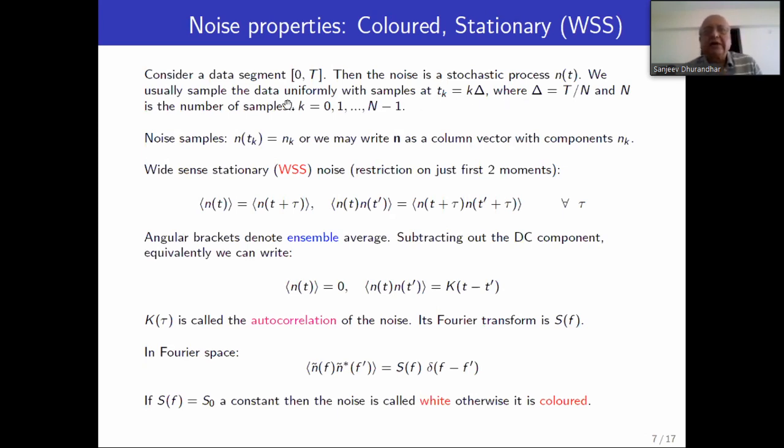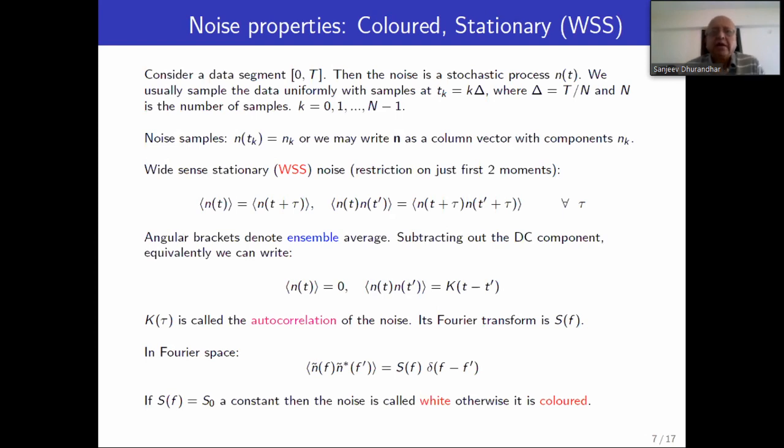And this is, in fact, a random vector. You can write it as a random vector. So the noise samples n(t_k) equal to n_k, we may write this in a boldface letter N as a column vector with components n_k. Now, we assume many things, we put restrictions on the noise.